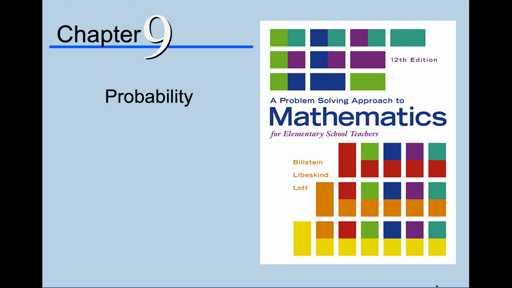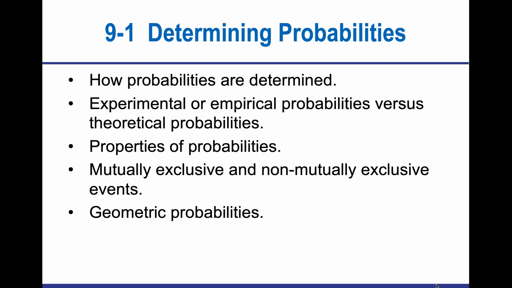So we're going to take a look at chapter 9. We're looking specifically at the concept of probability. And in the first section, we are going to break it down by looking at how probabilities are determined, looking at empirical probability, or what I like to refer to as real world probability, versus theoretical probability. So in theory, we should flip heads out of tails 50% of the time, but in practice, we may not actually see that. So that would be experimental versus theoretical probability.